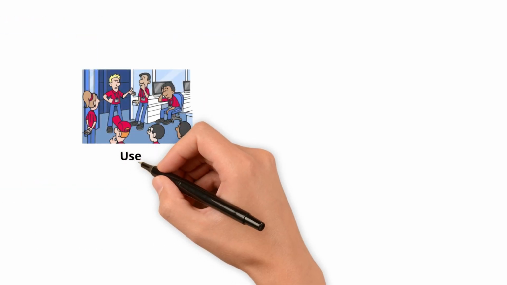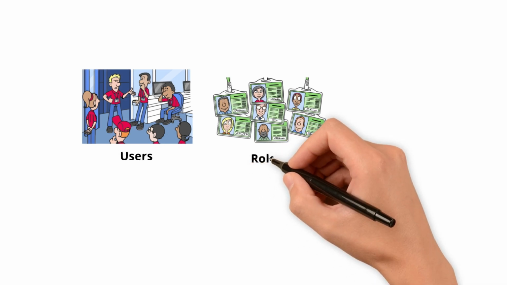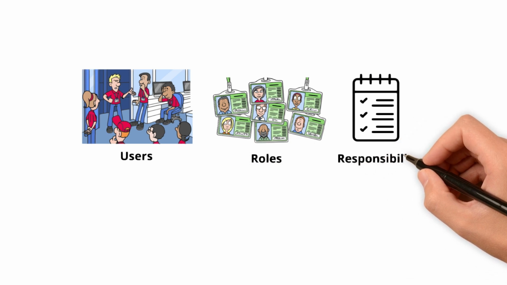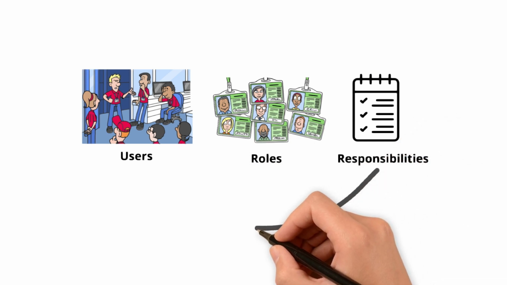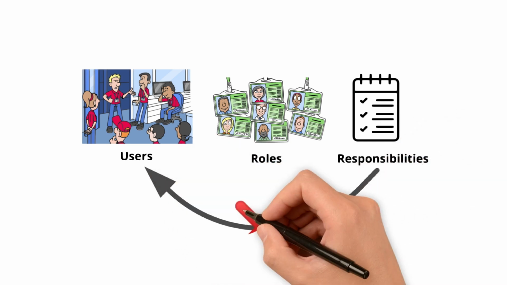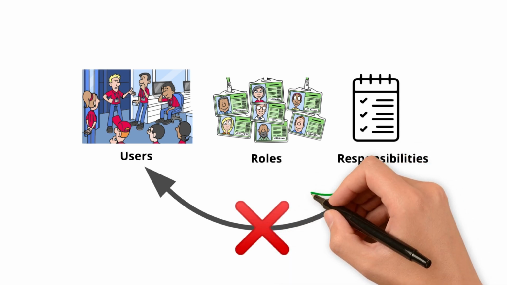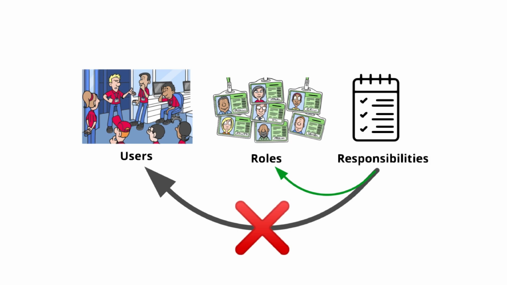To put it in an analogy, employees are like users who are given job titles like roles. Job titles come with specific responsibilities which are nothing but permissions or privileges. You don't assign tasks to employees directly, but you assign them based on their role.